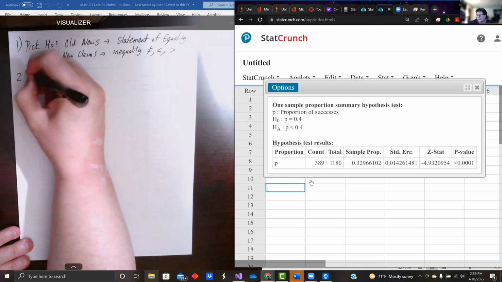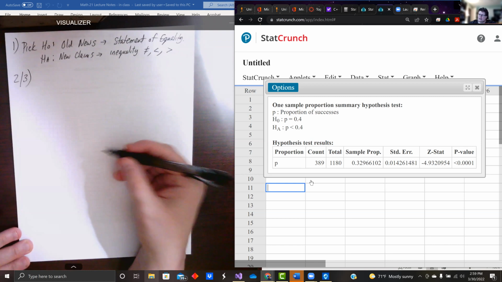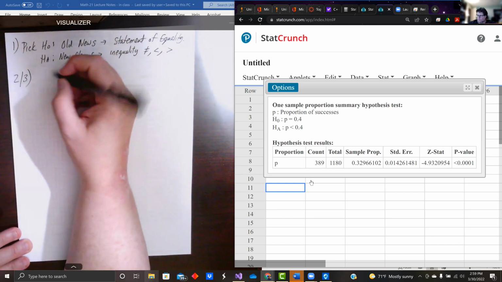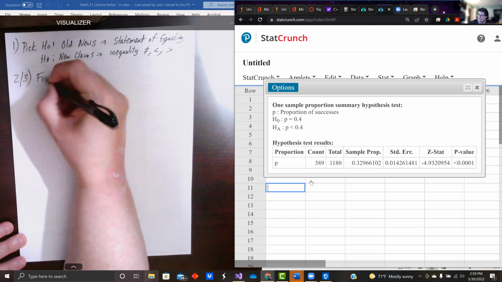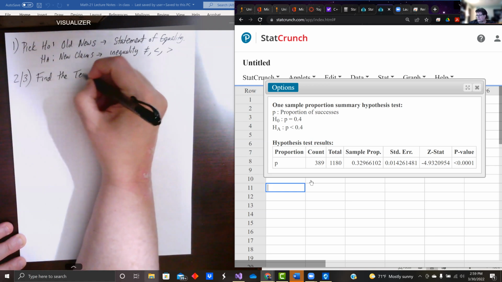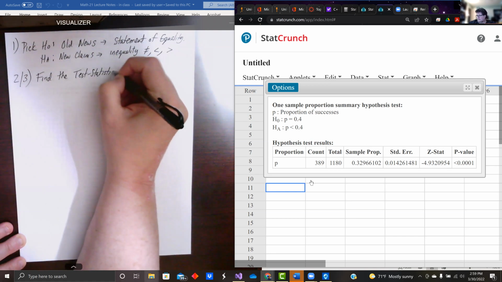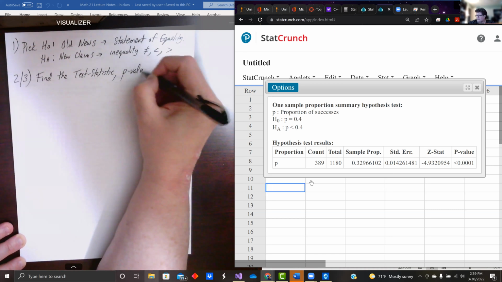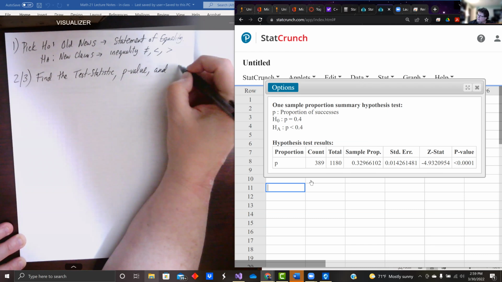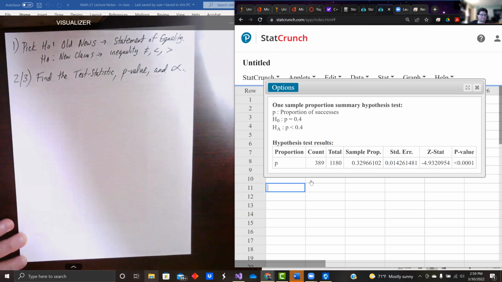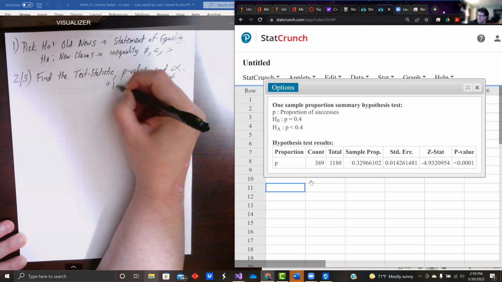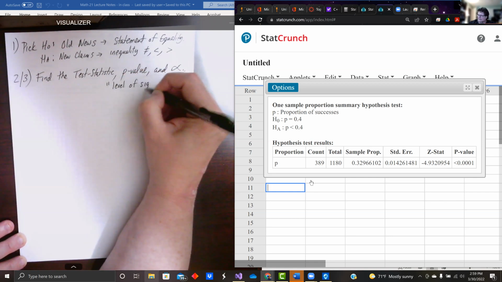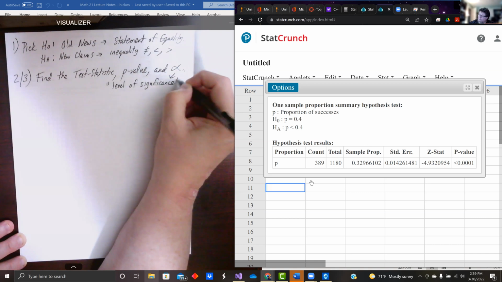Steps 2 and 3 are kind of interchangeable. It doesn't matter if you pick H or pick alpha first, or sometimes alpha is just given to you, so it's kind of right away. Find the test statistic, p-value and alpha. And remember, alpha, sometimes they won't say alpha, they'll say level of significance. So it's important to note that.